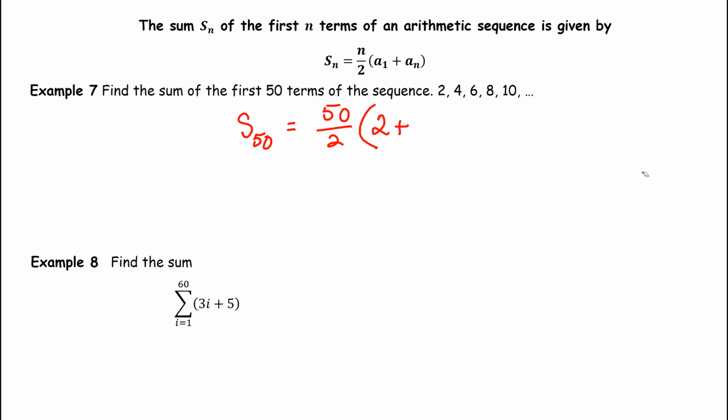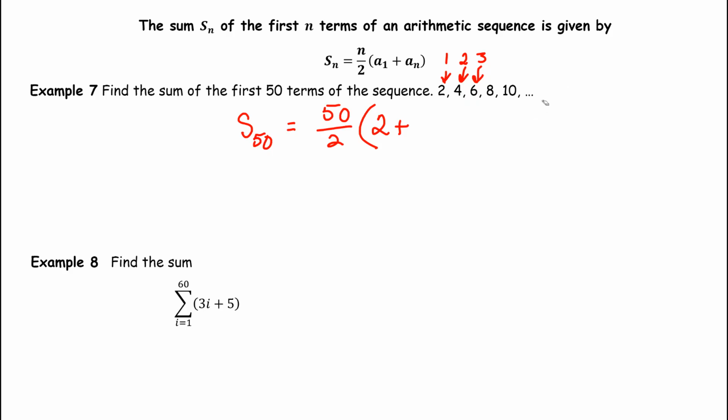What is a sub 50? Well, there are several ways you could figure that out. You could notice that every term is just double the term number. So the first term is 1 times 2. The second term is 2 times 2. The third term is 2 times 3, and so on. So you would know that that 50th term is going to be 2 times 50, or 100.